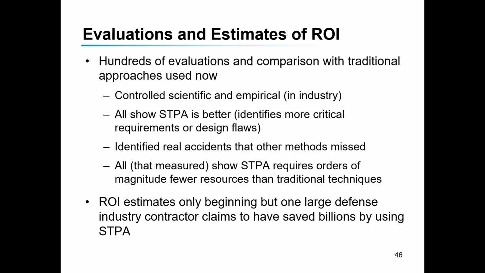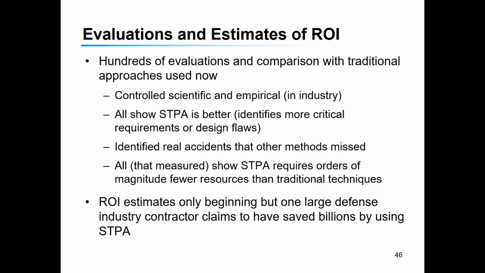It identifies more critical requirements or design flaws. There are hundreds of these now. There have been a couple that I saw, but the people didn't know STPA, and so they didn't do STPA. They did FMEA in the form of STPA, and then said, well, I didn't find anything more than FMEA did. Well, of course, because you didn't do STPA, you just did FMEA. It has identified real accidents that other methods missed.